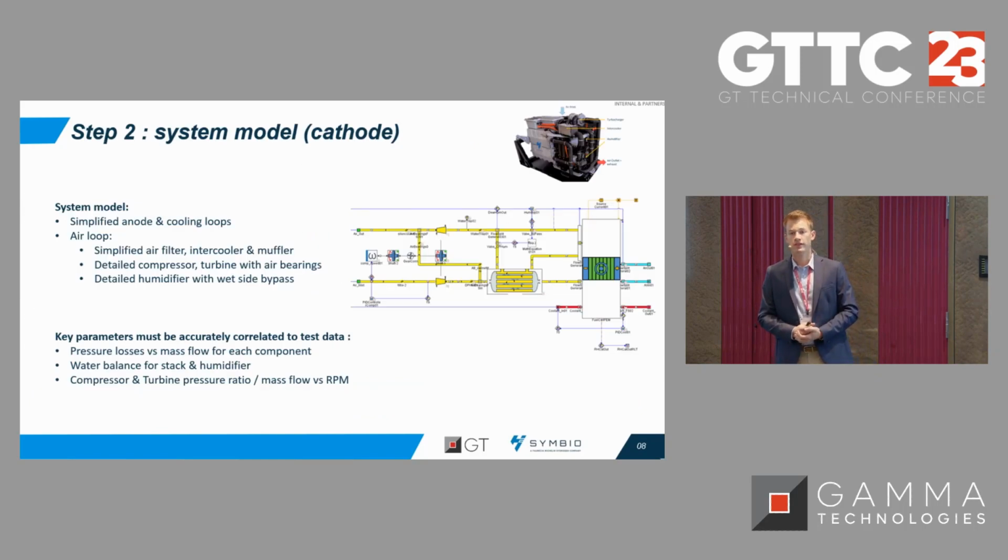Here I present the system model. You can see that we still simplified the anode and cooling loop because I focused on the air loop. Even in the air loop, I did some simplifications. I simplified the air filter, the intercooler, and the muffler, but I put more details on the compressor, turbine, and humidifier in order to still have the right pressure loss prediction and water balance prediction. Again, these are the main parameters for model correlation.